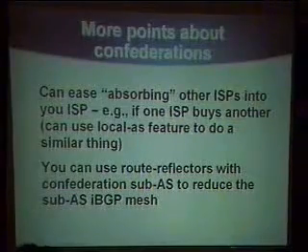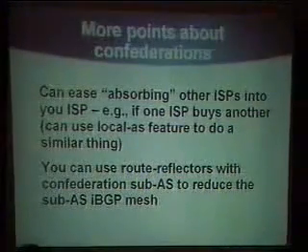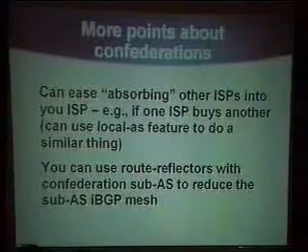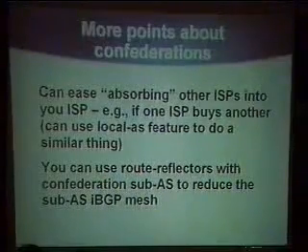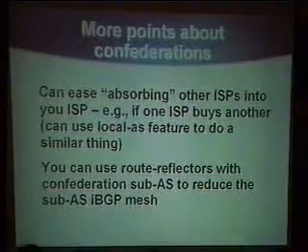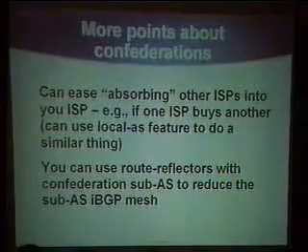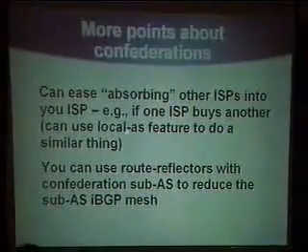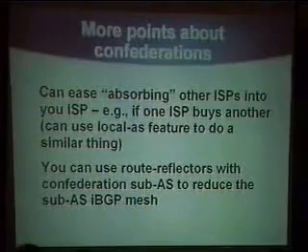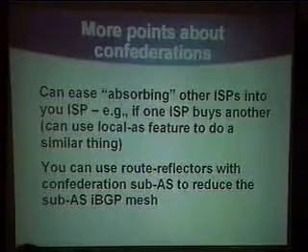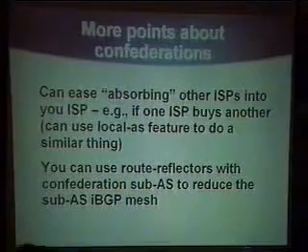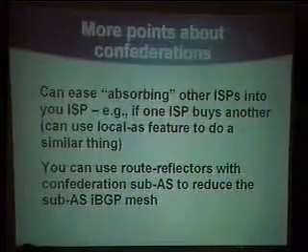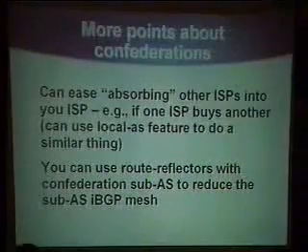Okay, what other good things about confederations? Well, you can ease absorbing of other ISPs into your network. So if you're on the acquisition trail, it's quite easy. If you've got a confederation in your network, you just make their network part of your confederation. But you can use the local AS feature as well. I'll cover that in a bit. You can use route reflectors inside a confederation to reduce the sub-AS iBGP mesh. You can do that as well.